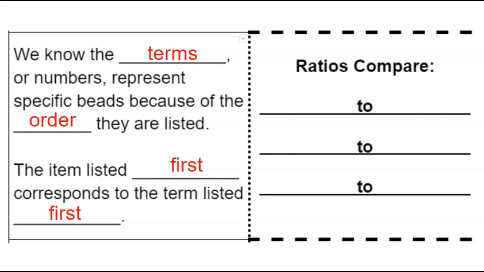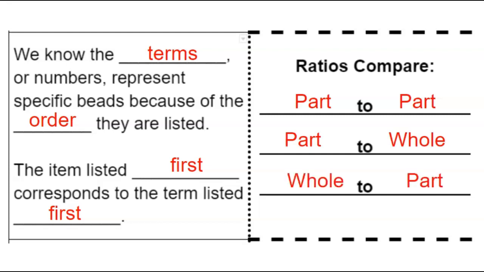Our ratios can compare a part to part, a part to whole, and a whole to part. So with the traditional fraction, we have a part to whole. But when we write a ratio in fraction form, it is not an actual fraction, it just looks like the form of a fraction. But they can represent part to whole, and whole to part. In the case of the star and moon beads, we have a part to part because the whole bracelet or whole piece of jewelry would be all of the beads together.